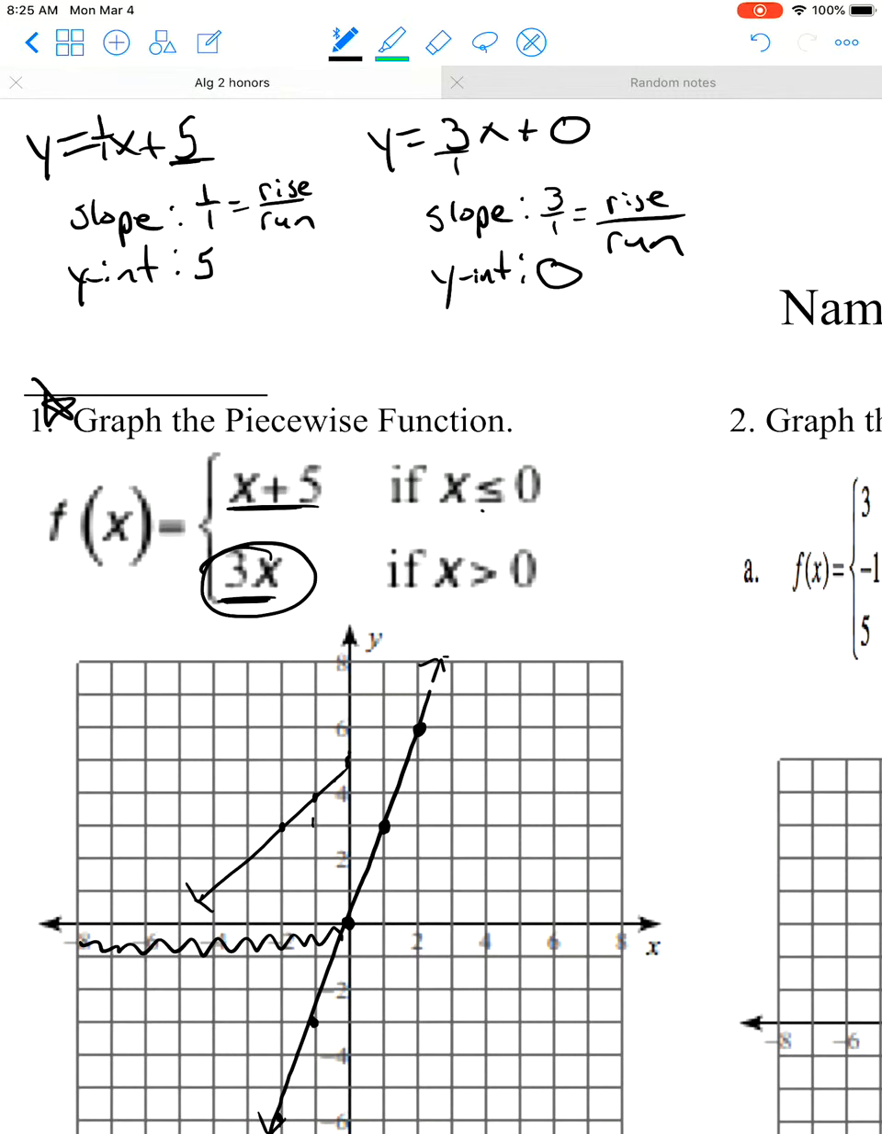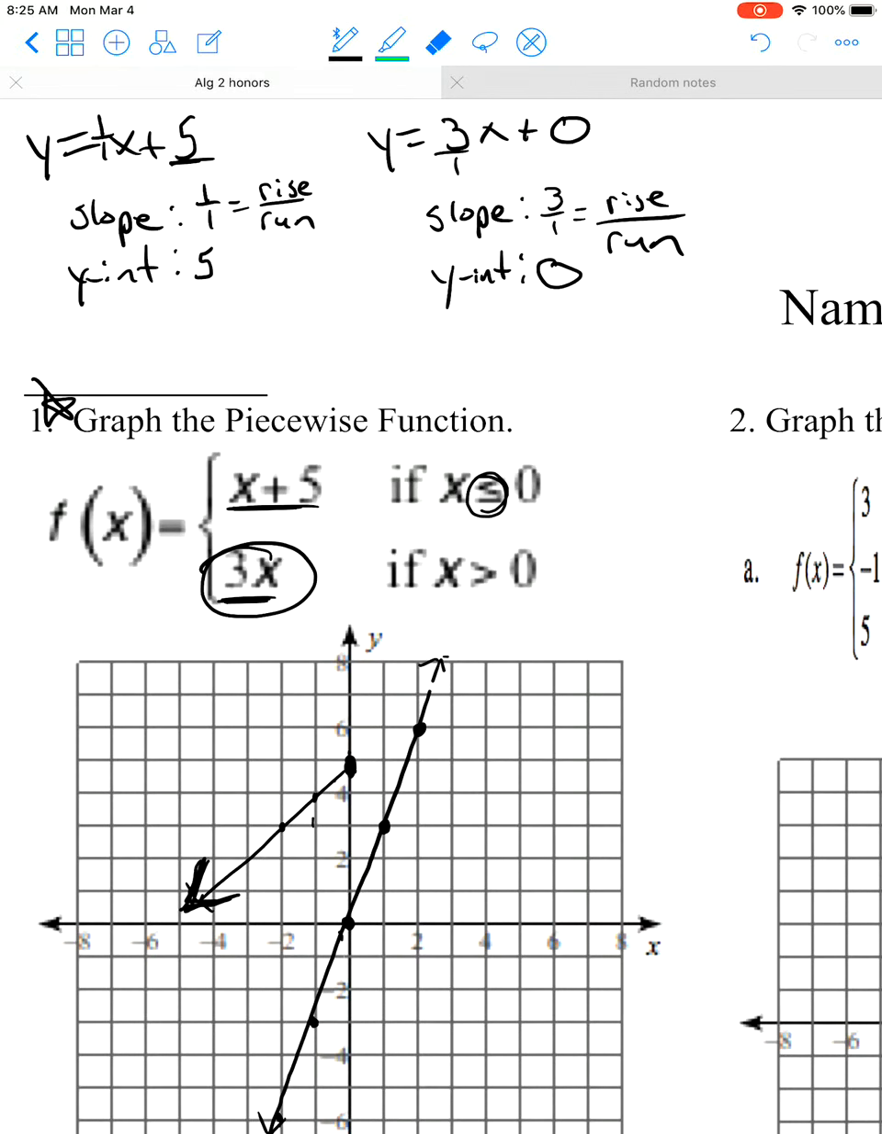Now I need to pay attention. It says less than or equal to 0. That means I need a closed dot, which I already had there. So there is my piece of the graph. Boom, just draw my arrow a little better. There's my arrow, there's my piece of the graph. Perfect. All right, so now I'm going to go and get rid of this.